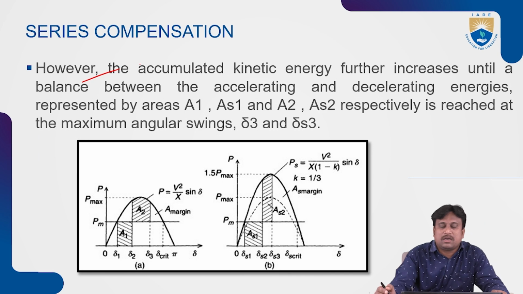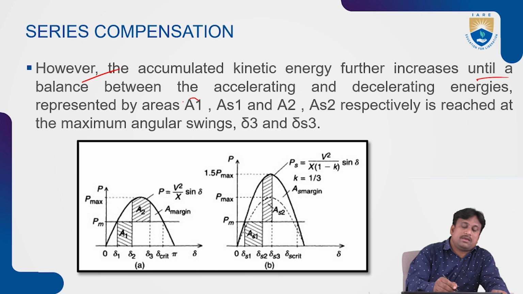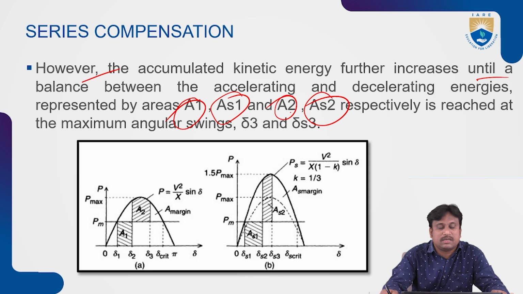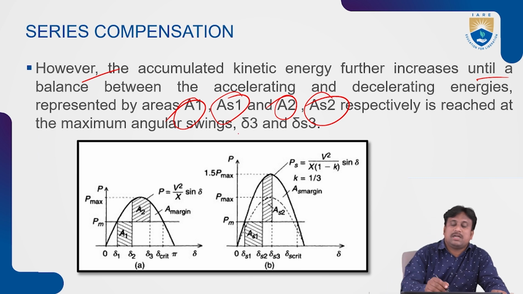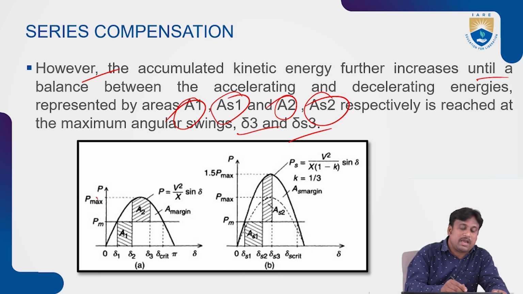So however, it is the accumulated kinetic energy. This should be further increased until a balance between the accelerating and decelerating energies, represented by areas like A1, AS1 and A2, AS2, is respectively reached at the maximum angular swings. So delta 3 and delta S3 are going to be reached at the extent, as P to the delta case. So maximum power is achieved during these conditions with the boundaries called A1 and A2.